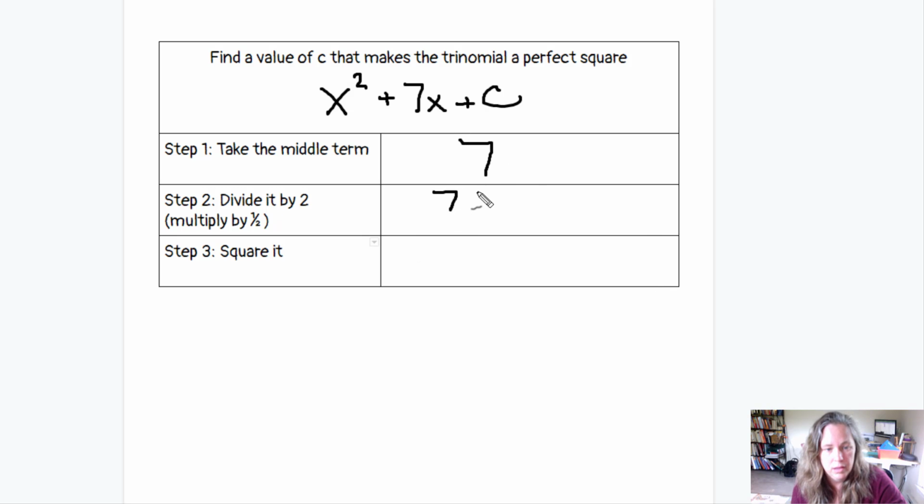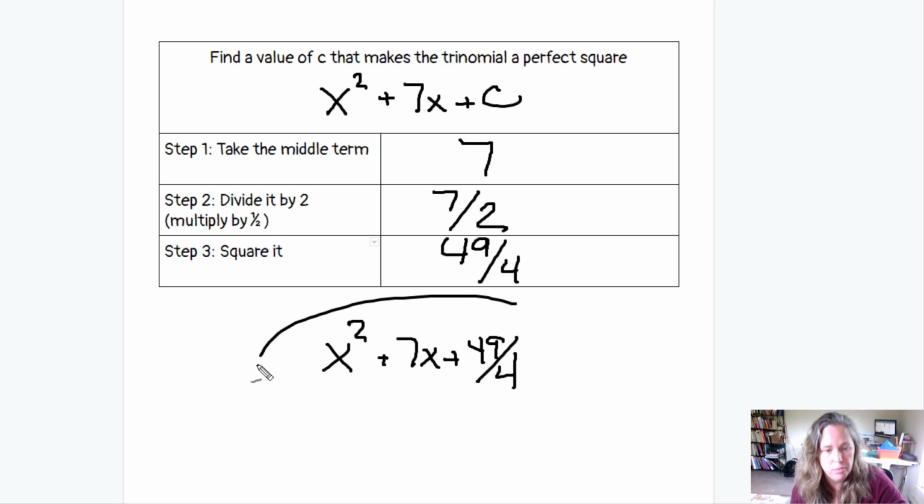We got the middle term. We're going to divide it by 2, and then we're going to square it. 49/4. So x squared plus 7x plus 49/4 is a perfect square trinomial.